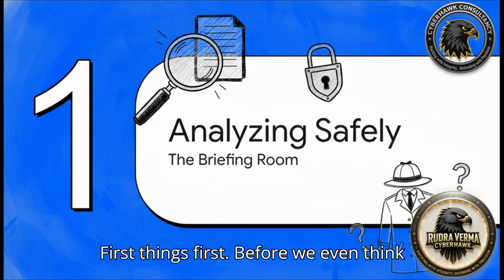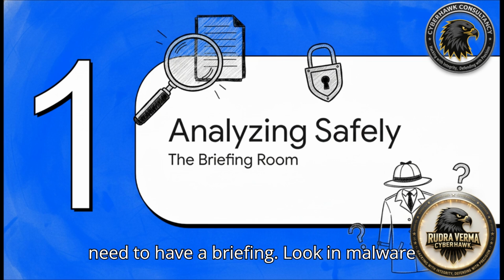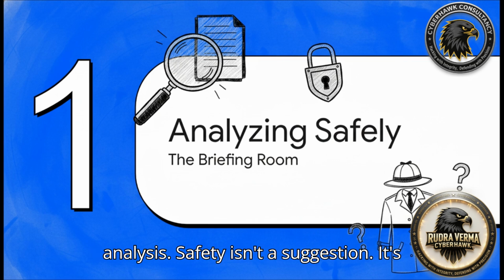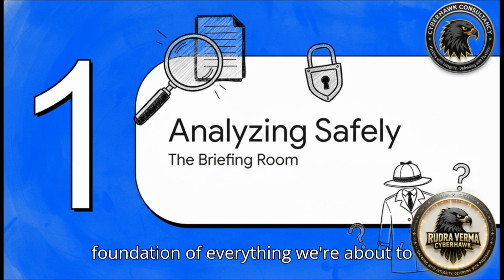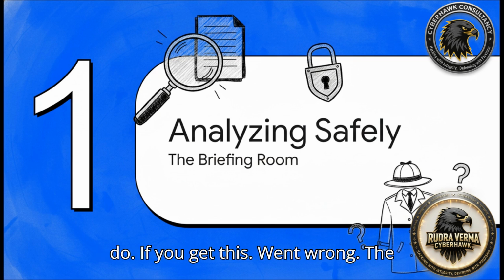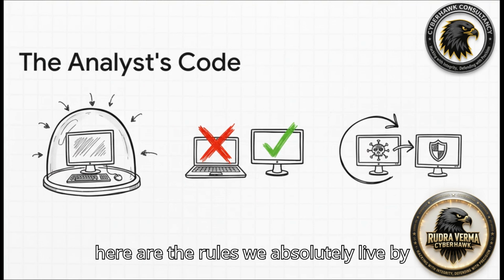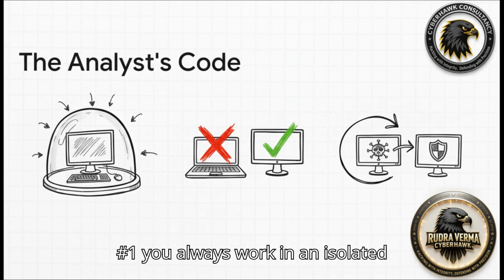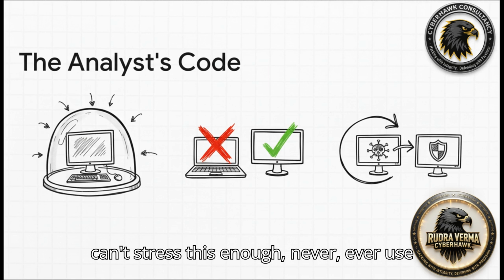Okay, first things first. Before we even think about touching any suspicious files, we need to have a briefing. Look, in malware analysis, safety isn't a suggestion, it's not a guideline, it is the absolute foundation of everything we're about to do. If you get this part wrong, the whole investigation is over before it even starts. Seriously. All right, so here are the rules we absolutely live by. Number 1, you always work in an isolated environment, totally disconnected from any network you care about. 2, and I can't stress this enough, never, ever use your main computer for this.